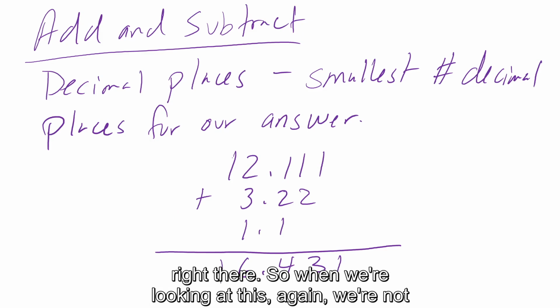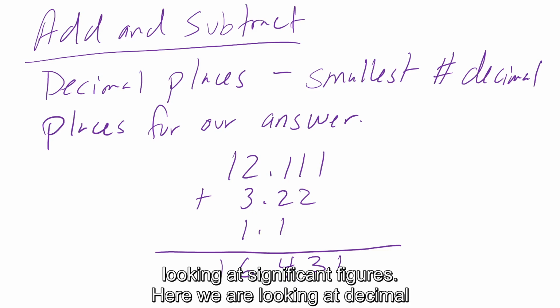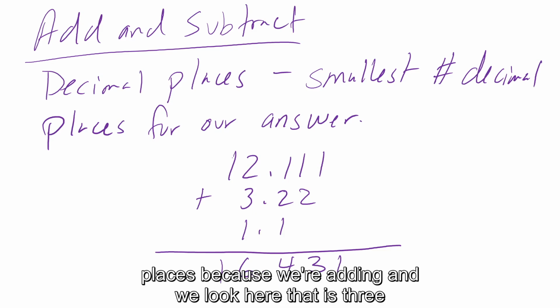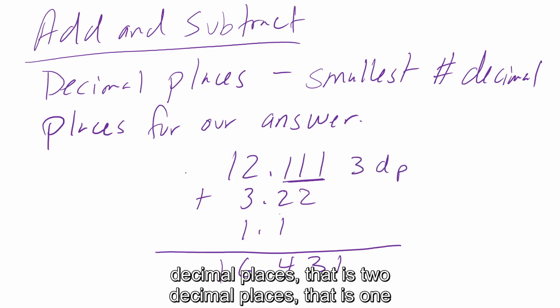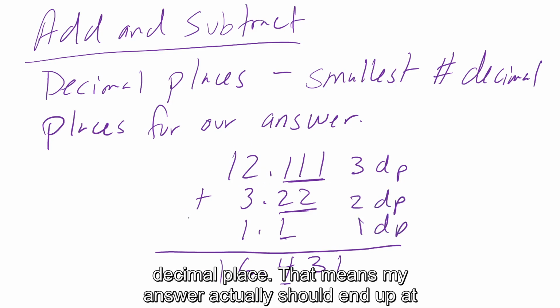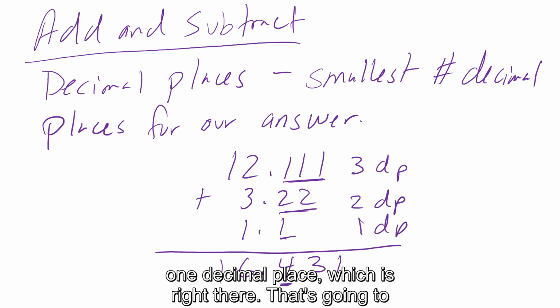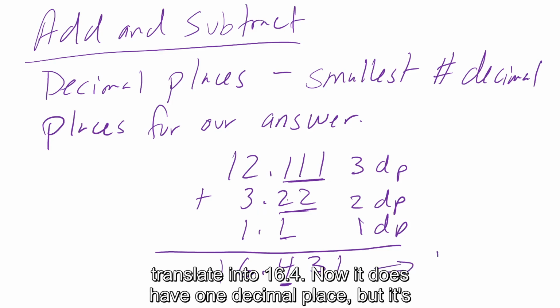So when we're looking at this, again, we're not looking at significant figures here. We are looking at decimal places because we're adding, and we look here, that is 3 decimal places. That is 2 decimal places. That is 1 decimal place. That means my answer actually should end up at 1 decimal place, which is right there. That's going to translate into 16.4.